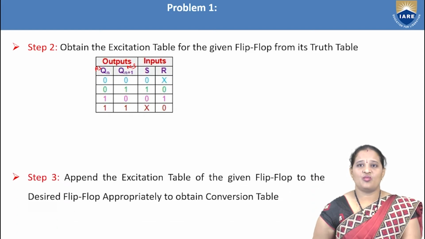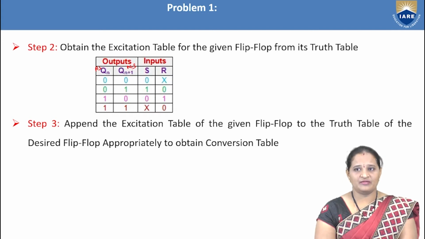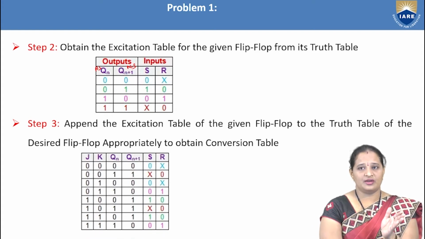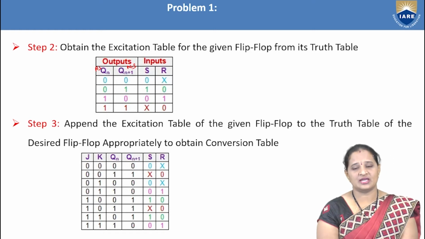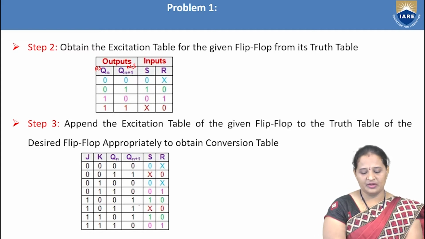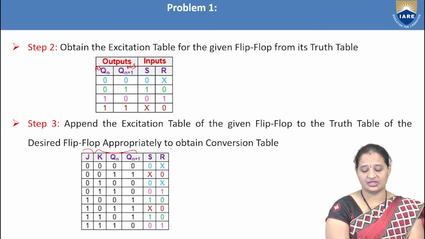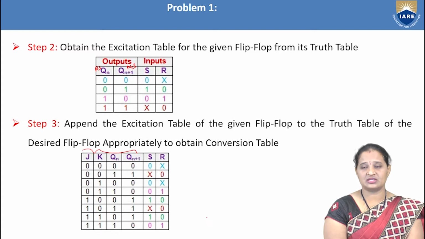Once it is done, what is the next step? Append the excitation table of the available flip-flop to the truth table of the desired flip-flop in order to get the conversion table. So this is the appending of the excitation table of the available flip-flop with the truth table of the desired flip-flop. Here, this is the truth table of the desired flip-flop, and we are appending the excitation table of the given flip-flop, so that we get the conversion table. So this is the conversion table.